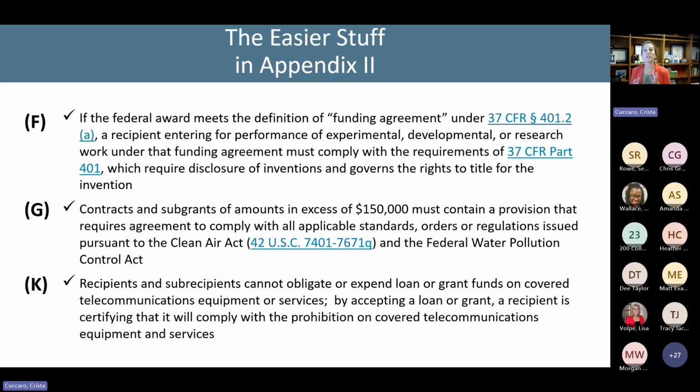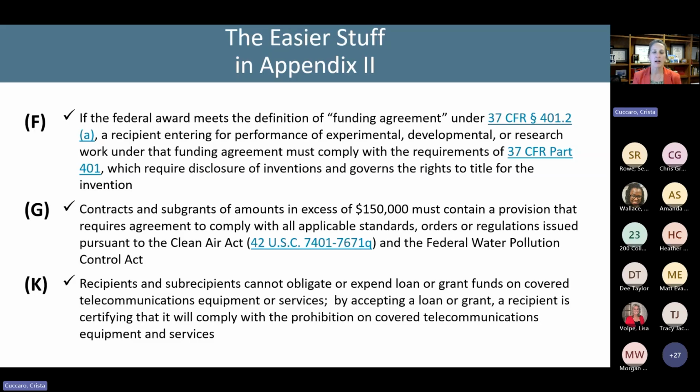All right, still in the realm of easier stuff. We have subsection F, which is probably not going to apply here in the context of CDBG-DR. This is more for research institutions. But basically, there are certain rights given to the parties to the contract in regards to inventions and other things in the research context.